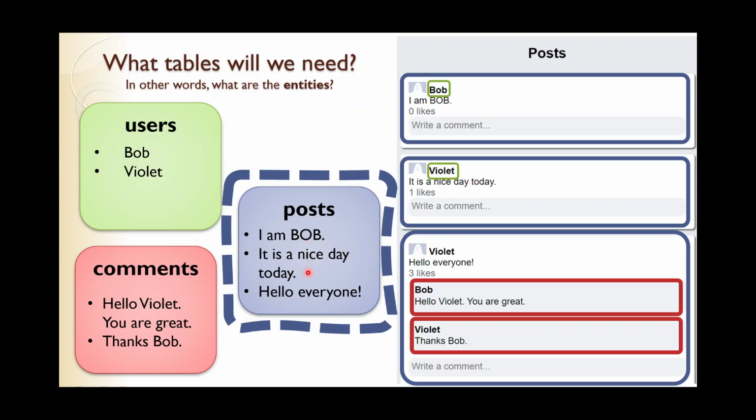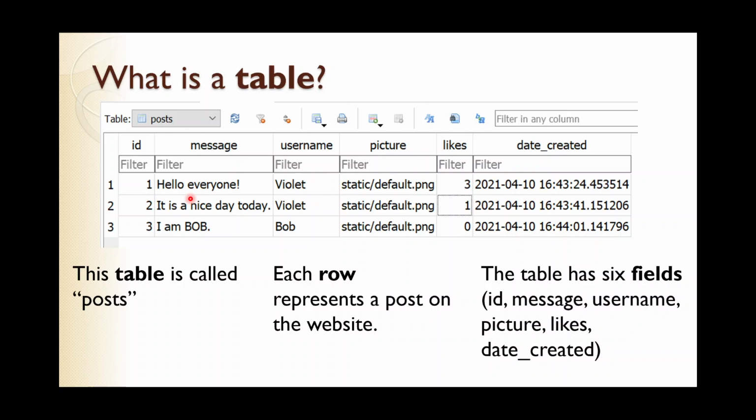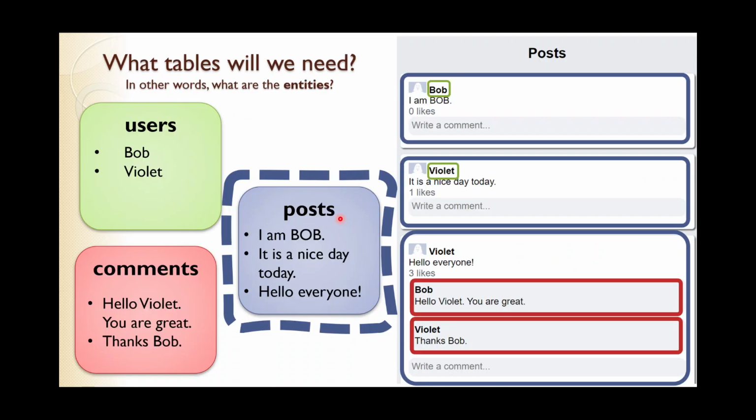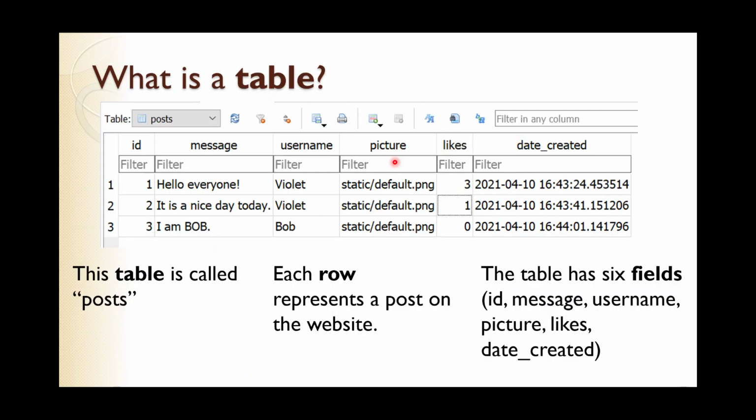You can see there are 3 posts, and let's have a look what kind of information we need to store about a post. This here is a table. In fact, it is a screenshot of the exact database that powers this site that I made. You can see that the 3 posts are here. The table is called posts. That is the name of the table. I have 3 rows, and each row represents a post. If the table is called posts in the plural, each row represents 1 post, singular. So there's a post, there's a post, and there's a post.